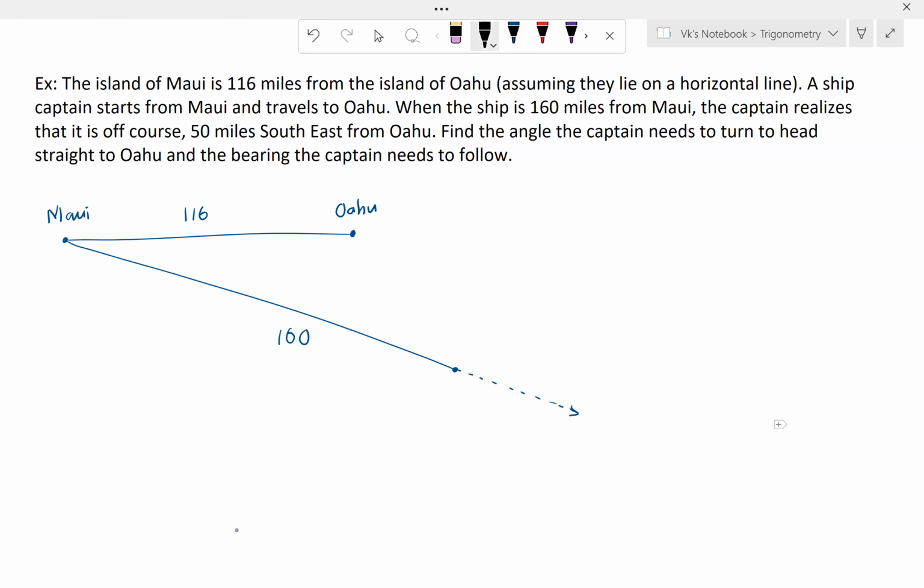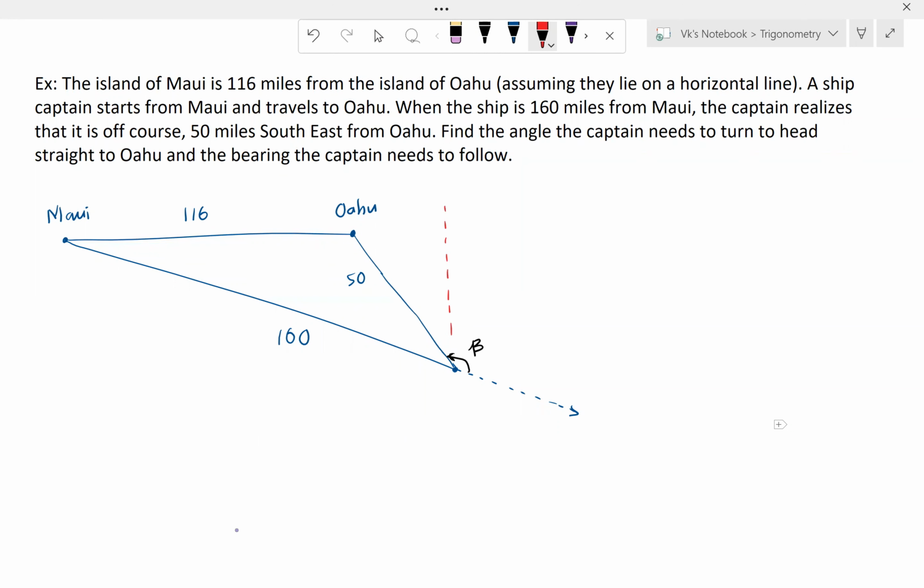Well, the distance between the ship and Oahu is 50 miles. This is what we know here. So we need to turn the ship around. This is the angle that we need to turn. Turn the ship at this angle, let's say angle beta here, and then we are asked for the bearing.